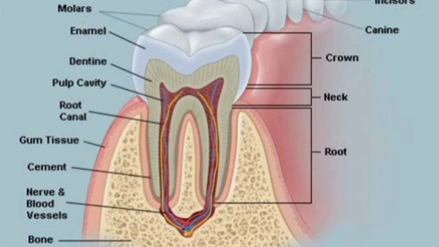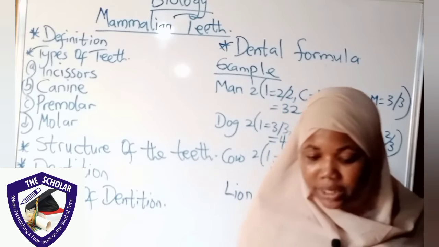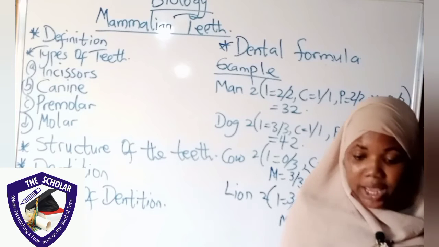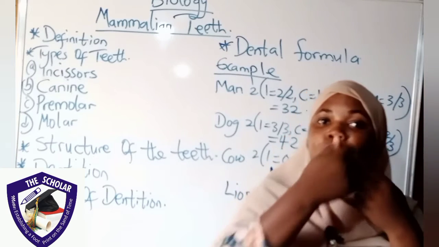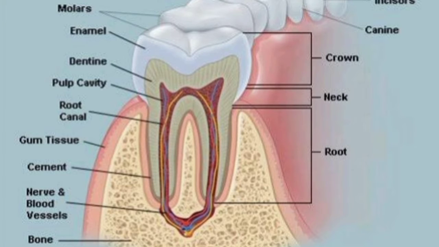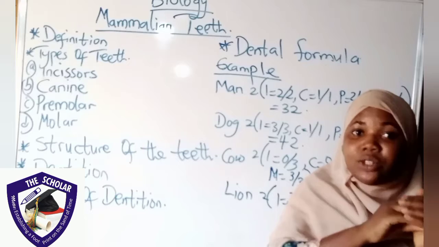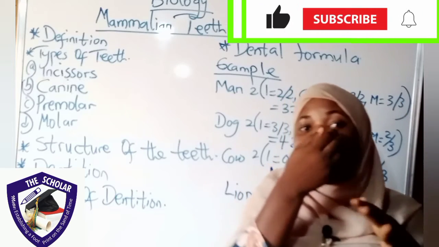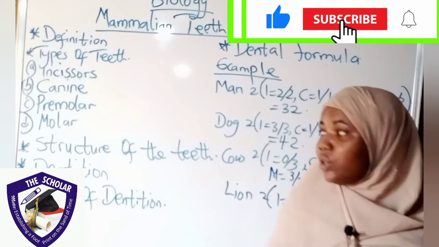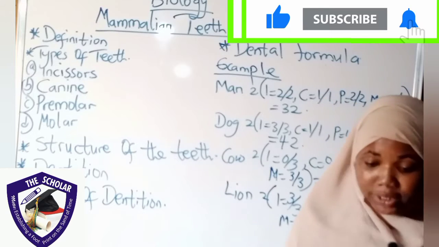Now the third aspect of the mammalian teeth is the neck, and it's the junction between the crown and the roots. So the middle part is the junction, while the one that is embedded into the jaw is known as the roots, and the one that is visible, that is up, is known as the crown. That's for the structure of the teeth.